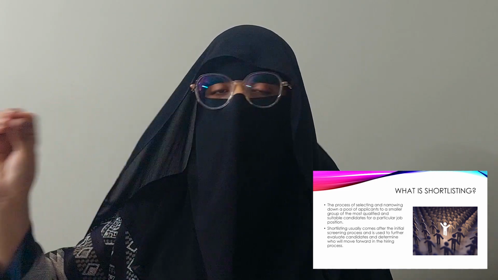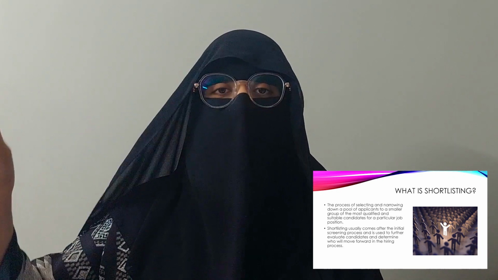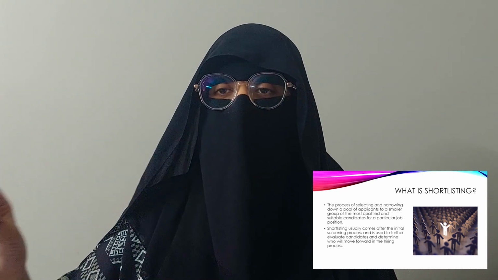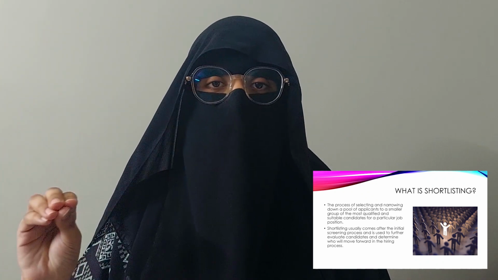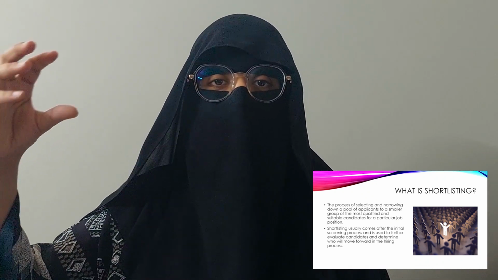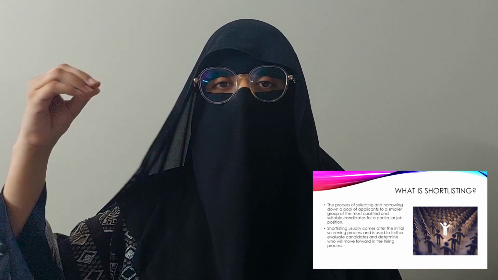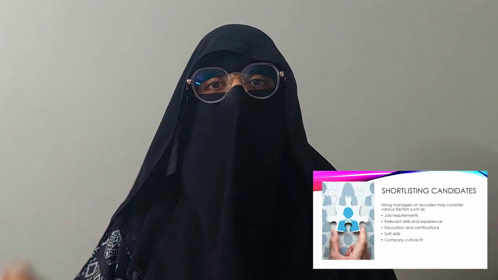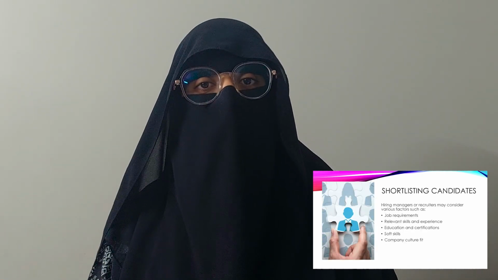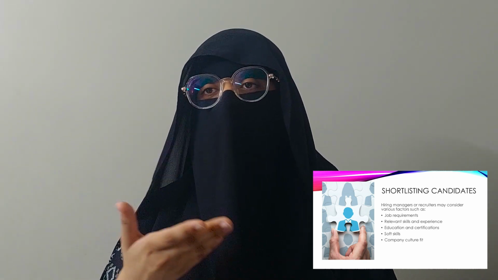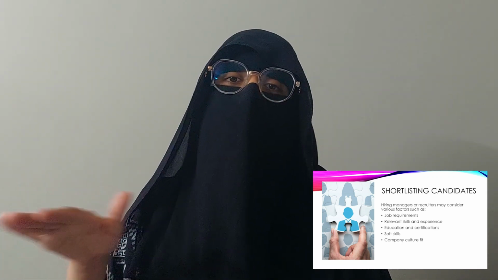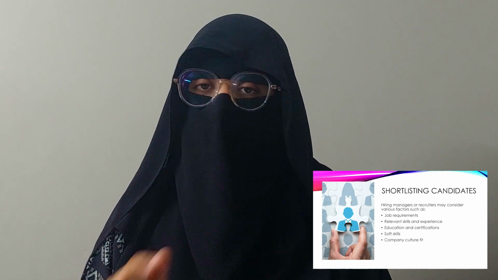Obviously, we can't have all 30 people. Let's suppose we have 5 positions open. From those 30, we have to select 5. That means we have to narrow down the list even more to get to those 5 applicants. Shortlisting is going to help us do that. Once again, just like we had some steps in screening, we have some steps in shortlisting. Let's take a look at those steps.